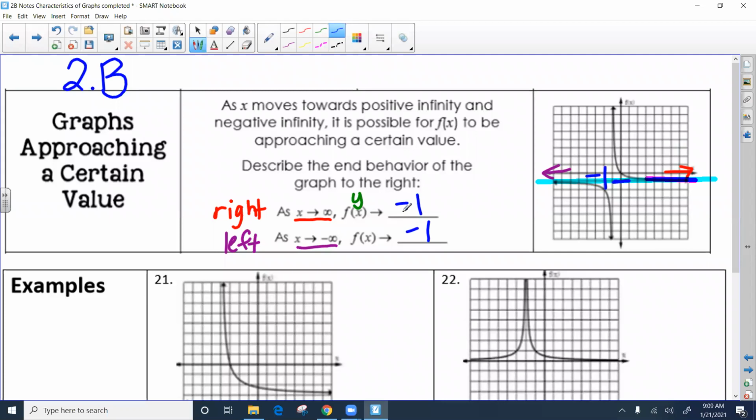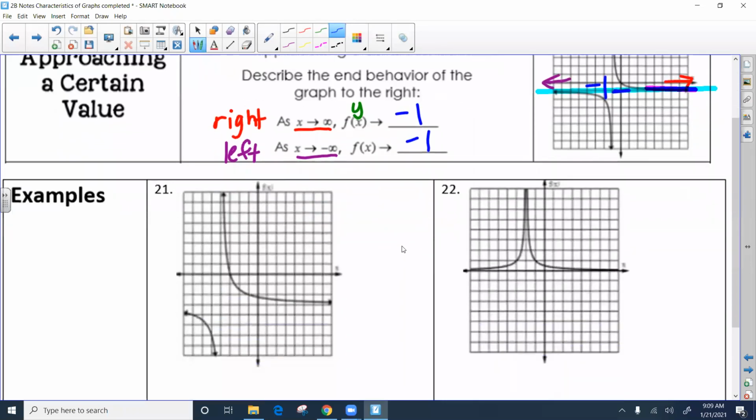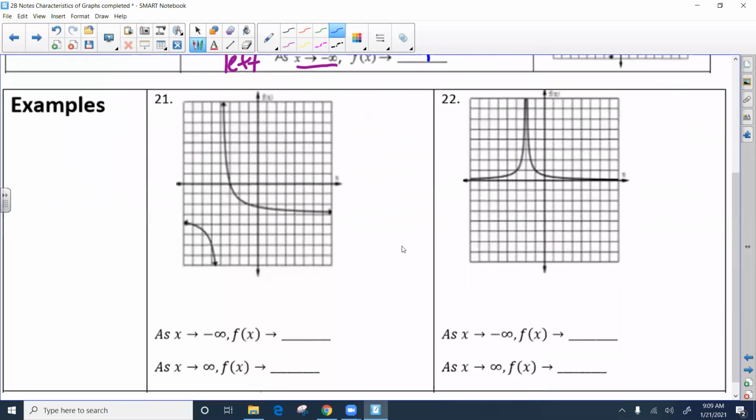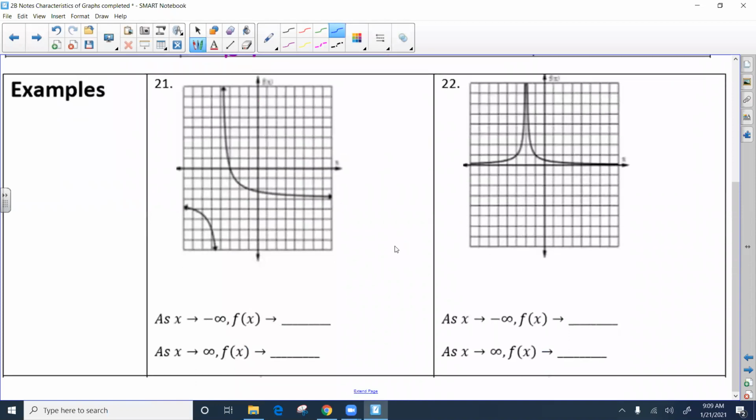All right, so let's just look at a few examples like this. So here's our examples 21 and 22. We're trying to find the end behavior. This one, the format that we usually write it in is given to us. This one is the order we have been doing. As x approaches negative infinity, so that's describing the left end. And as x approaches positive infinity is describing the right end.